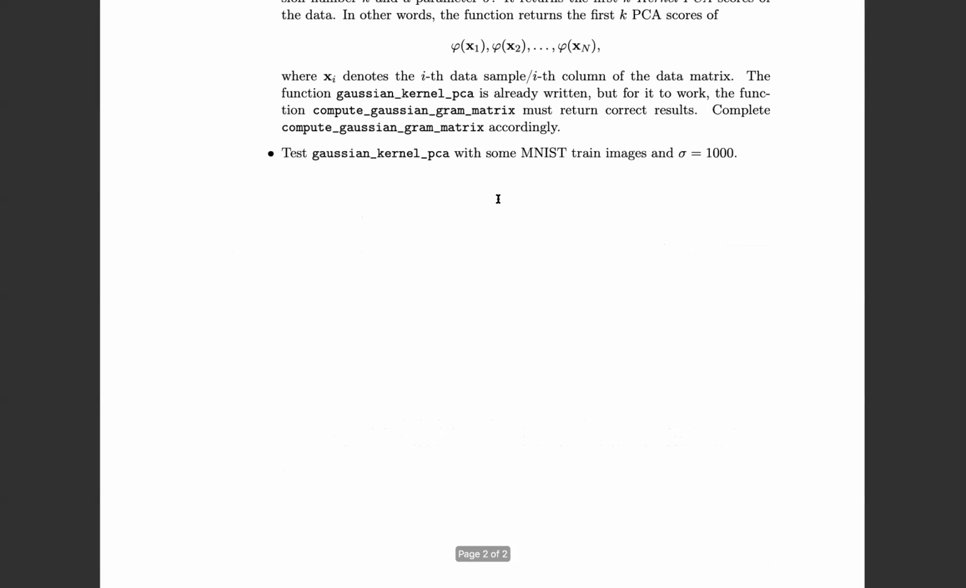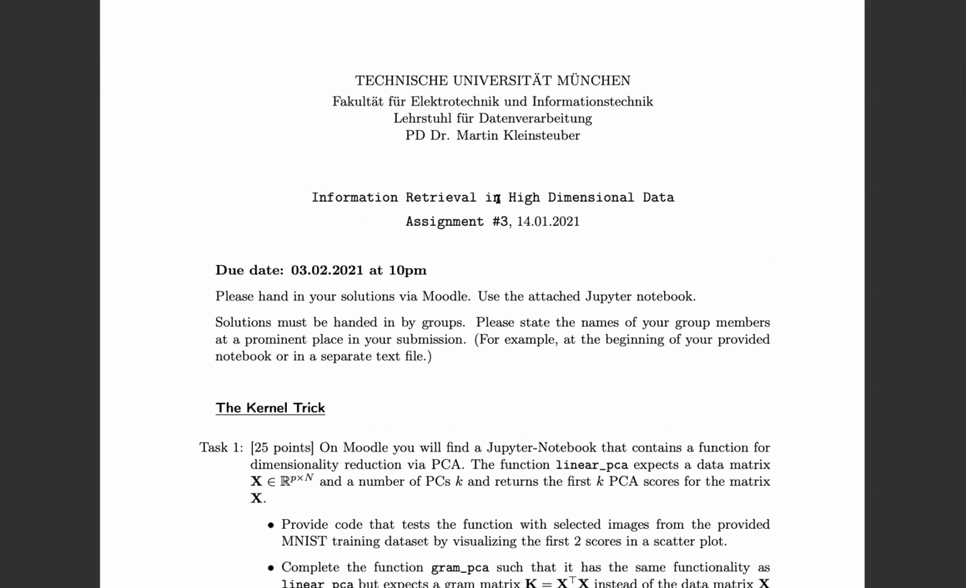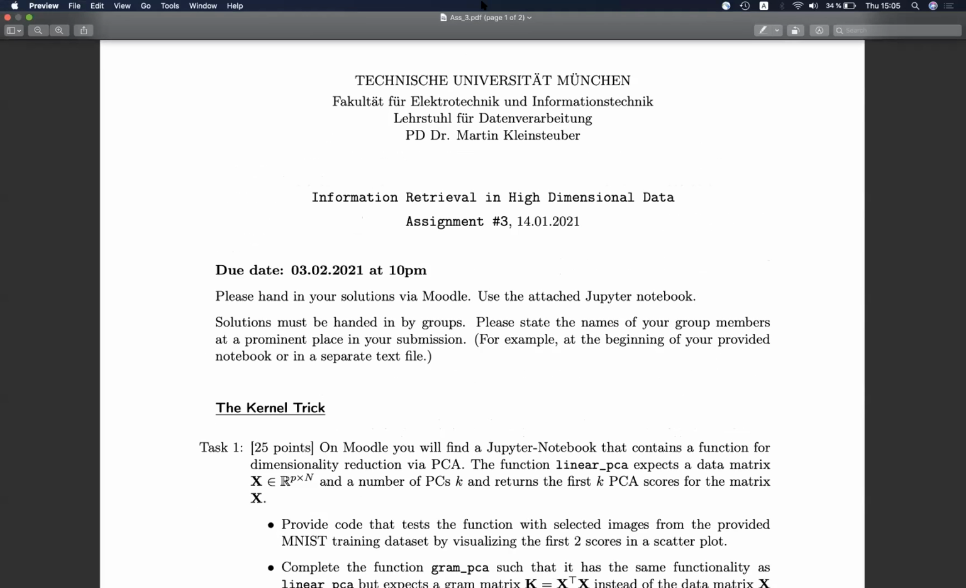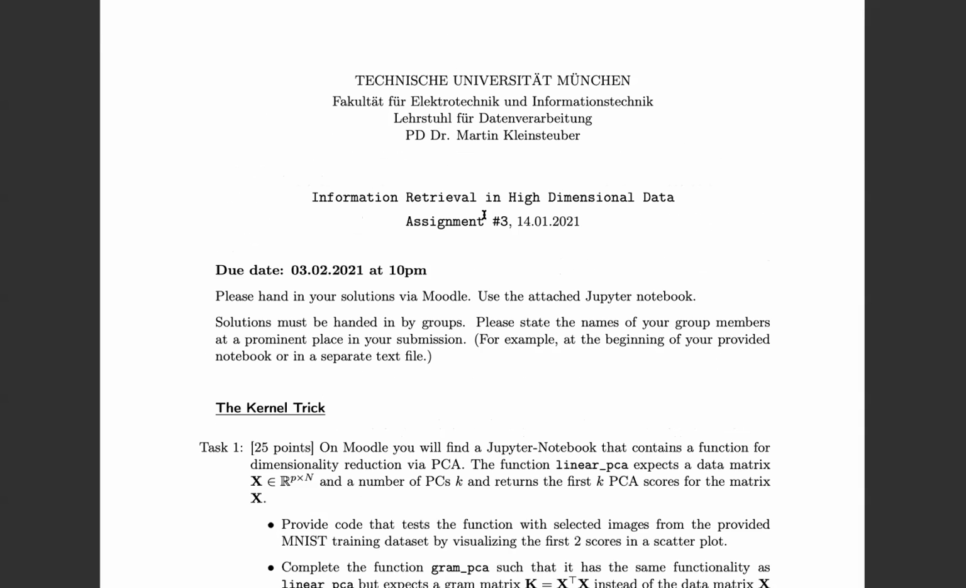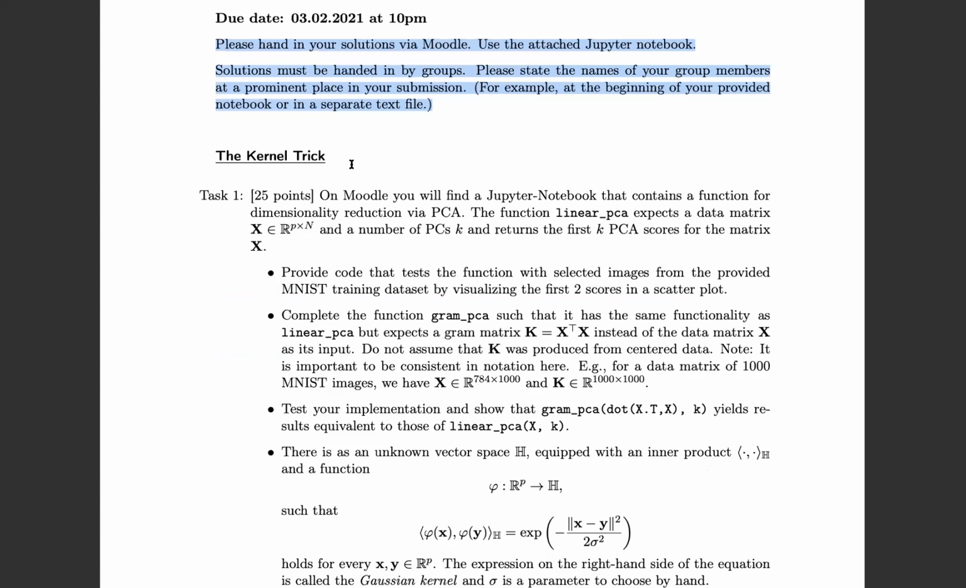So this is assignment number three, and I will definitely upload it on the Moodle with all the instructions. Today you are given this assignment, 14th of January, and the due date is 3rd of February 2021, 10 p.m. Germany time. If the time is not mentioned, then Germany time is the reference. All the instructions are the same. Solutions must be handed in groups, and so on. They are mainly related to this kernel trick.